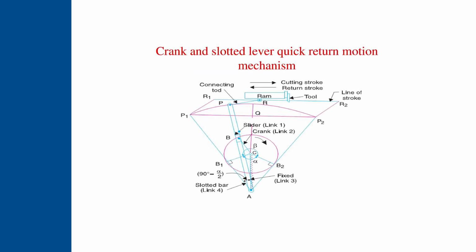In this mechanism, the link AC forming the turning pair is fixed. The link AC corresponds to the connecting rod of a reciprocating steam engine. The driving crank CB revolves with uniform angular speed about the fixed center C. A sliding block attached to the crank pin at B slides along the slotted bar AP and thus causes AP to oscillate about the pivoted point A. A short link PR transmits the motion from AP to the ram, which carries the tool and reciprocates along the line of stroke R1R2. The line of stroke of the ram is perpendicular to the connecting rod.